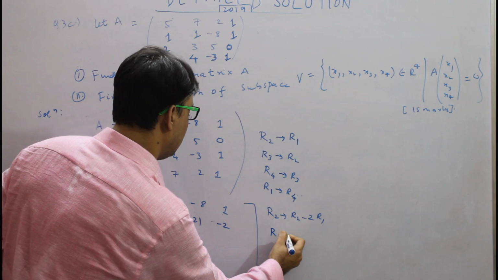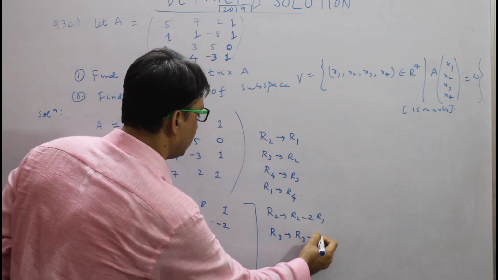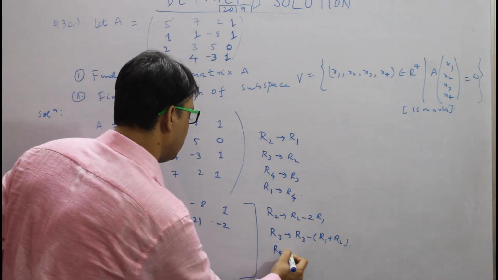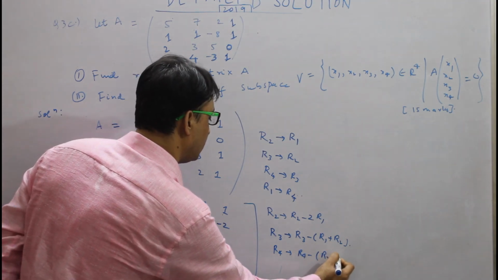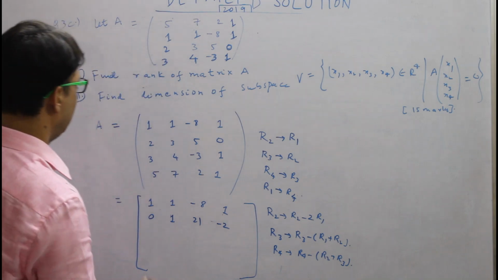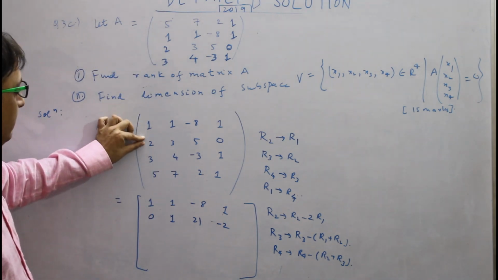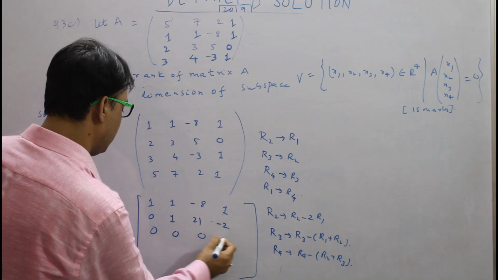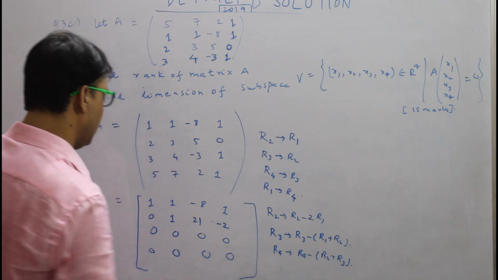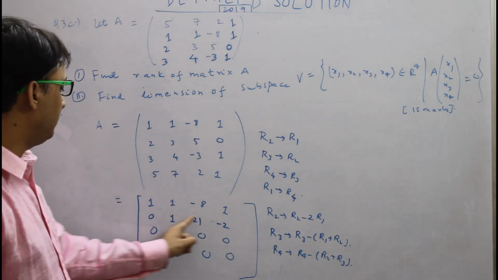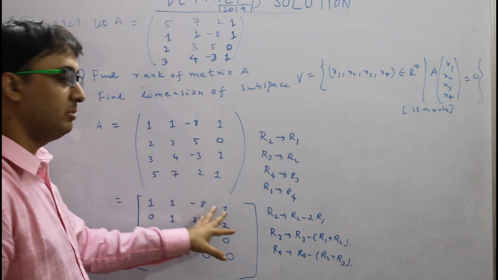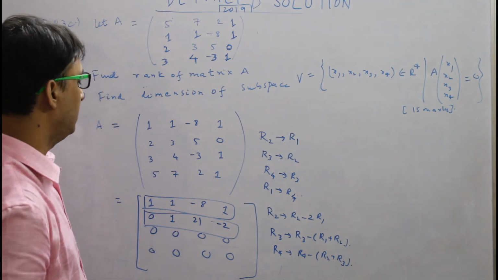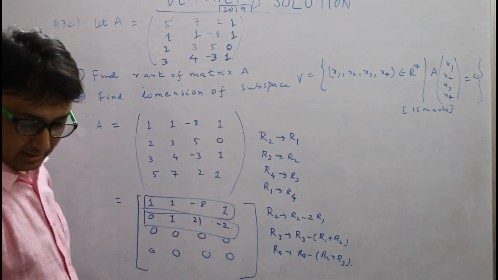If I write R3 is equal to R3 minus R1 plus R2, and R4 is equal to R4 minus R2 plus R3. As I have told, these two, when we add, this gives me this row operation. So this whole becomes 0, 0, 0, 0, 0, 0, 0, 0. So we are only left with two linearly independent rows. That is this row and this row. So that means the rank of the matrix is 2.